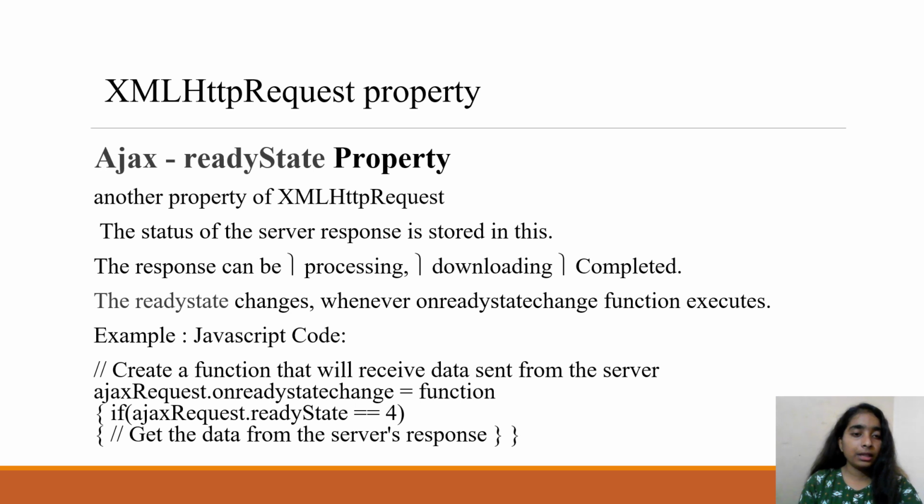Next, the AJAX readyState property. It is another property of XML HTTP request. It will store the status of the server response. It can be processing, downloading, and also completed state responses. Whenever the ready state changes, the onreadystatechange function will execute. For example, the JavaScript code is here.